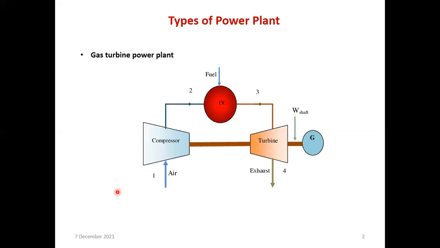Now, coming to the gas turbine power plant, in general there are two types: open and closed gas turbine power plants. This is an open gas turbine power plant. Here we have a compressor, a combustion chamber (CC), a turbine, and obviously a generator. The atmospheric air enters the compressor and is compressed to a very high temperature and pressure, and it then enters the combustion chamber. If we inject the fuel, expansion takes place in the turbine, which is connected to a generator, and the exhaust is sent to the atmosphere. This is a gas turbine power plant.